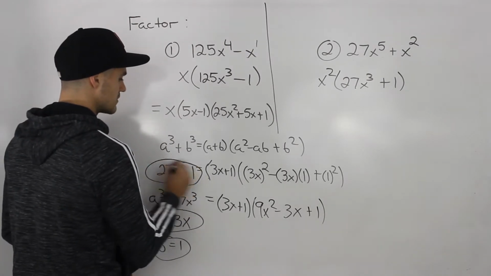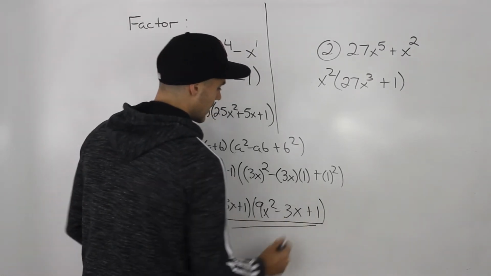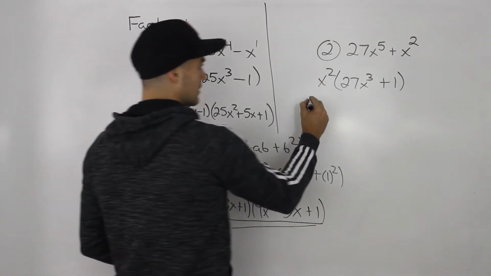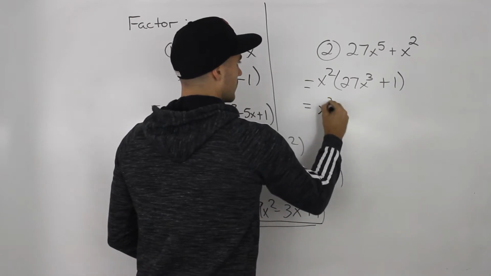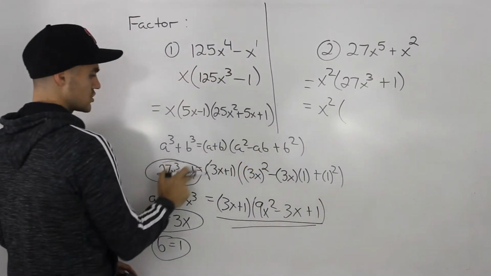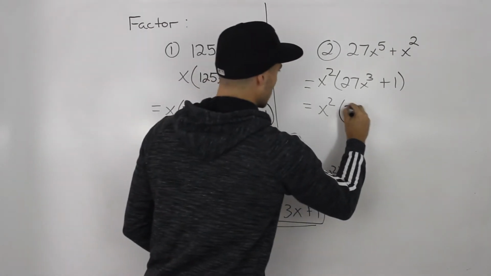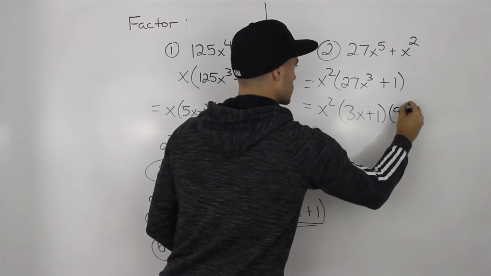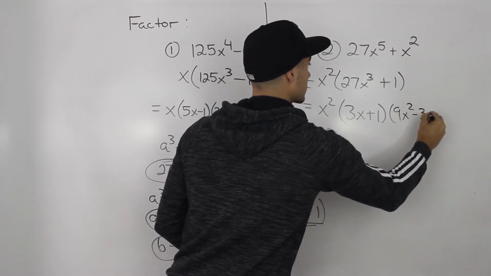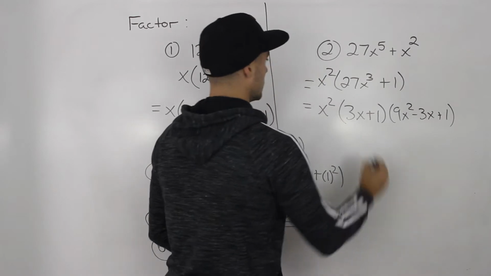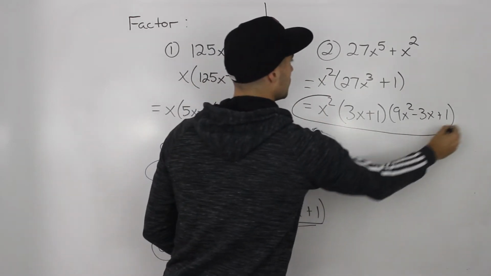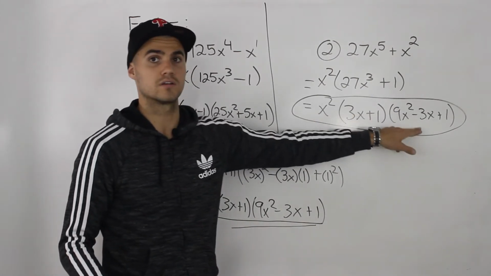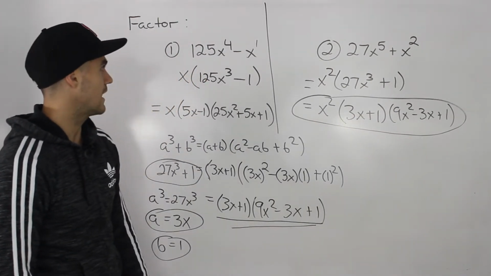All right, so this factors into this, and we can't factor that second bracket anymore. So bringing this up here, taking this 27x cubed plus 1, we can just rewrite this as 3x plus 1 times 9x squared minus 3x plus 1. And we can't factor any further. So we took this expression and factored it into 3 separate terms. All right, so not too bad.